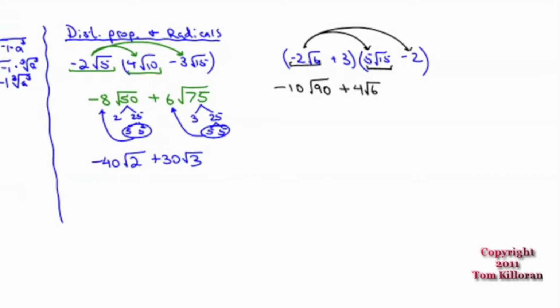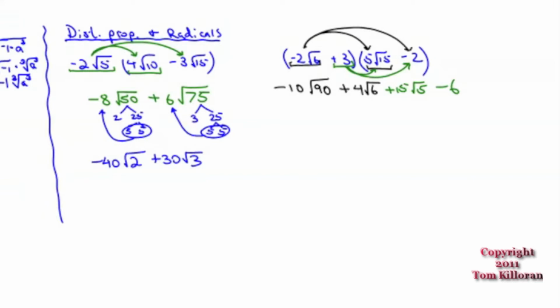And then we have the 3 times everybody. So 3 times 5 square roots of 15. 15 square roots of 15. A little strange, but that's okay. And then positive 3 times negative 2, of course, is negative 6. So these radical expressions, if you get lost, just start treating them like polynomials, and things usually work out semi-decently.